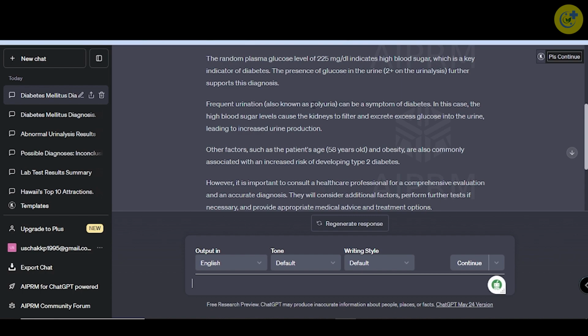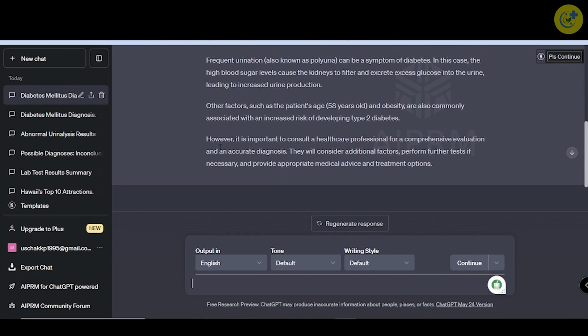So in this video you can improve your vocabulary. Frequent urination, which we call polyuria, can be a symptom of diabetes. In this case, the high blood sugar levels cause the kidneys to filter and excrete excess glucose into the urine, leading to increased urine production. Other factors such as the patient's age, 58 years old, and obesity are also commonly associated with increased risk of developing type 2 diabetes. However, it is important to consult a healthcare professional for a comprehensive evaluation and accurate diagnosis.